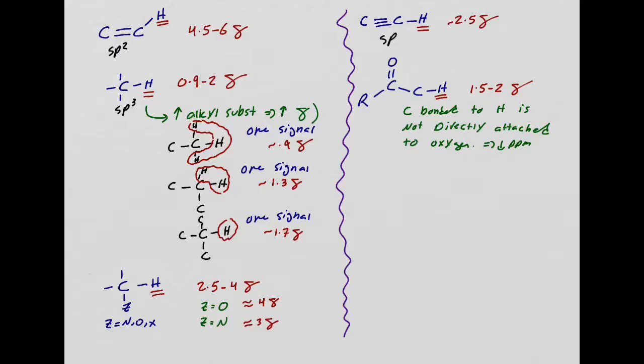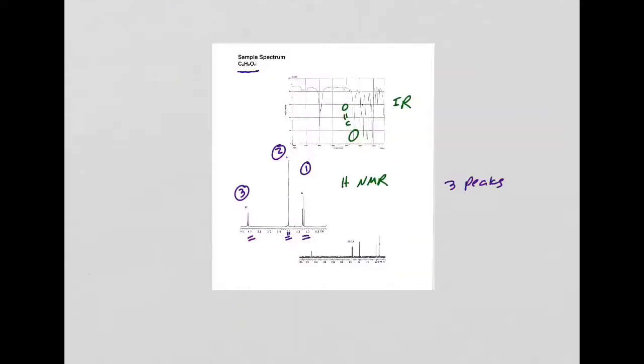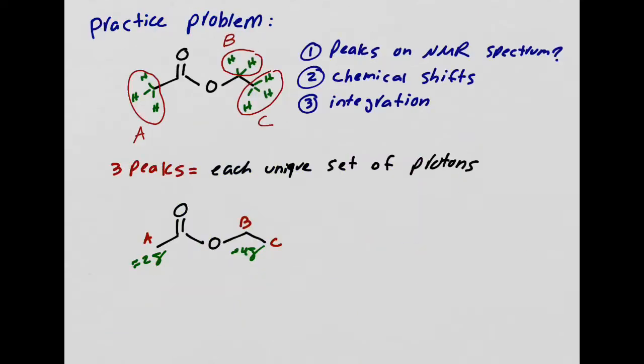So again, if I have a carbon bonded to the hydrogen, if it's directly attached to an electronegative atom like oxygen, it's going to be around 4 ppm. But carbon bonded to the hydrogen, if it's attached to a carbonyl, that's about 2 ppm. Not so bad, right? Yeah, you guys are doing well.